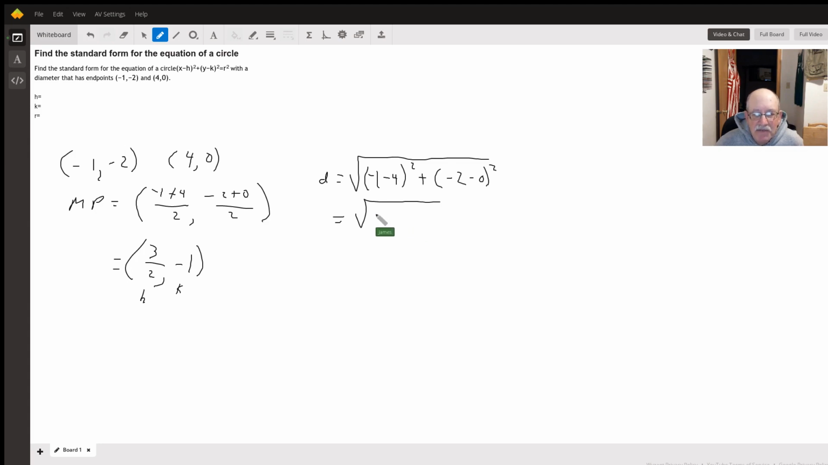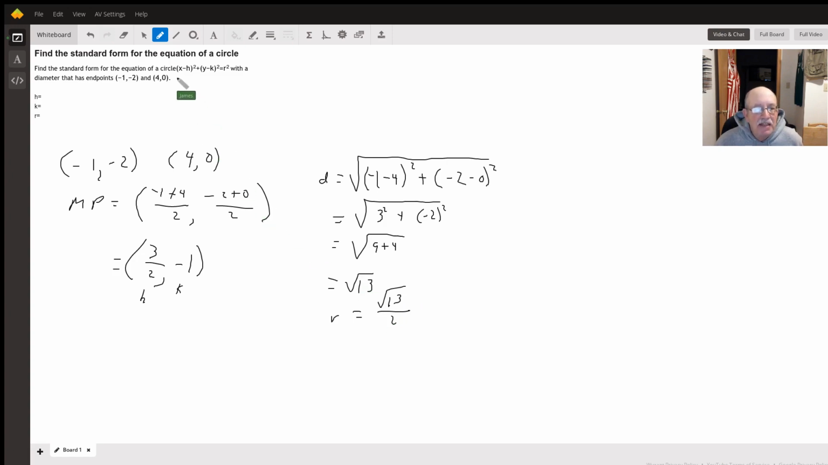-1 minus a -4 is 3 squared plus -2 squared, which is going to be the square root of 9 plus 4, which is the square root of 13. So that's the diameter. The radius is half of that. So the radius is going to equal the square root of 13 over 2.